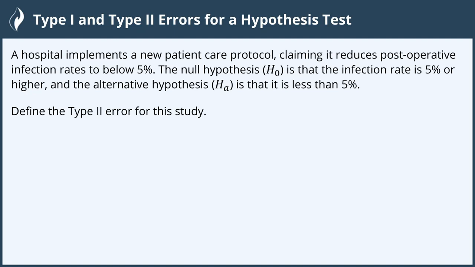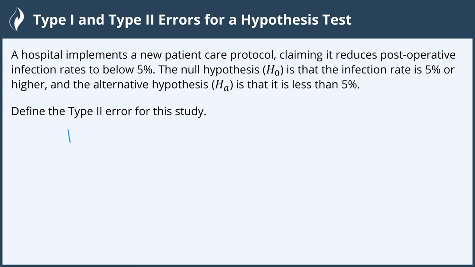Hi everyone! In this video, we will identify type 1 and type 2 errors for a hypothesis test. A hospital implements a new patient care protocol, claiming it reduces post-operative infection rates to below 5%. The null hypothesis is that the infection rate is 5% or higher, and the alternative hypothesis is that it is less than 5%. Define the type 2 error for this study.